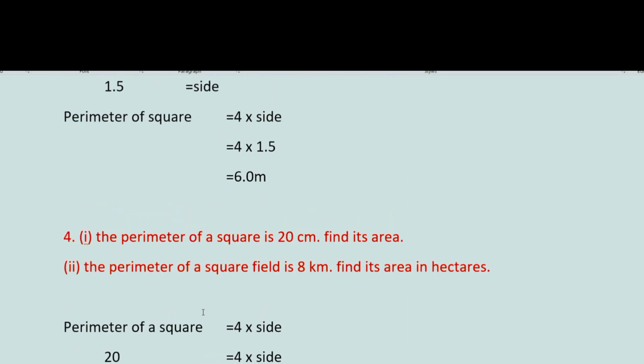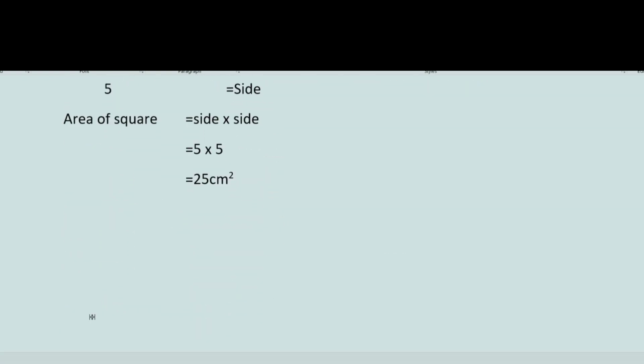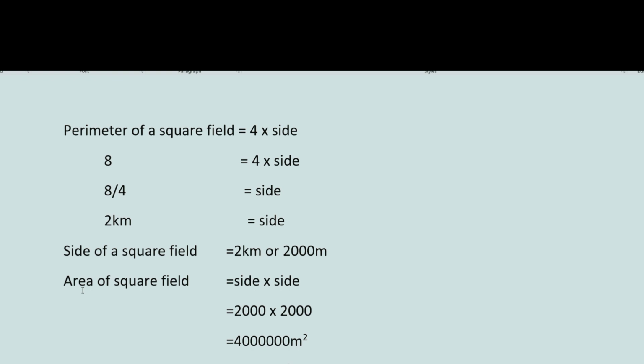In the next sum, we are saying the perimeter of a square field is given in kilometer, 8 kilometer, and you have been asked to find the area in hectare. Okay, 1 hectare is equal to 10,000 meters square. Okay, we'll be using that formula only. The perimeter of the square field is given to you, see, 8 kilometer. Okay, I've copied that formula.